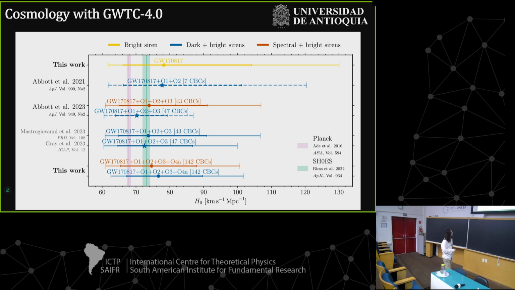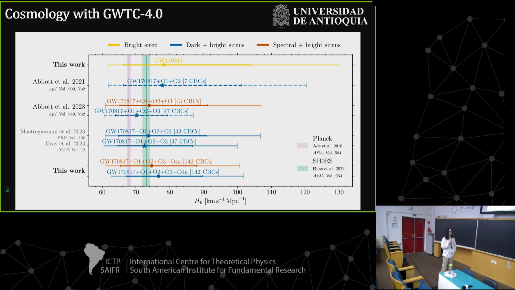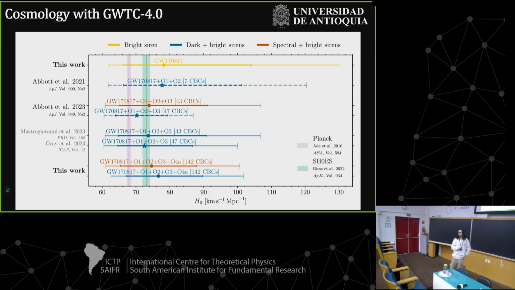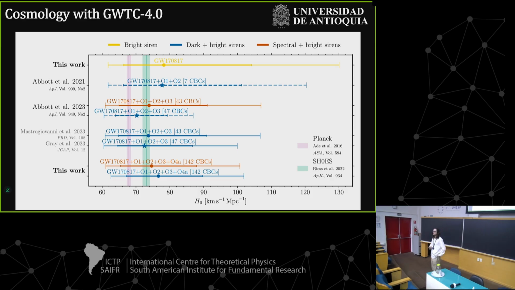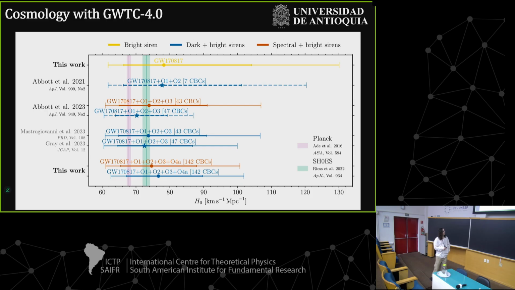Okay, that could be due to several reasons. I'm talking from my point of view, of course, here. One of them is probably that the O4A events were not very well localized, so the catalog information was not helping that much. You also have different population models, so it's hard to compare the different results here.